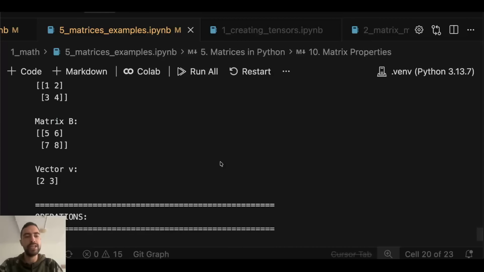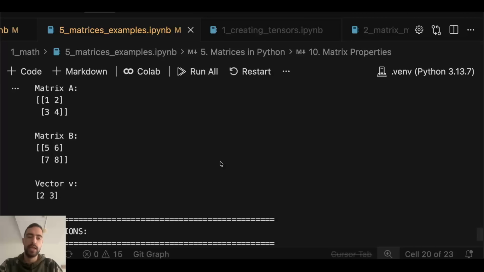That's gonna be it on matrices. If you understand this, you understand everything you need to know about matrices as your fundamentals. So let's check out the last lesson as well.